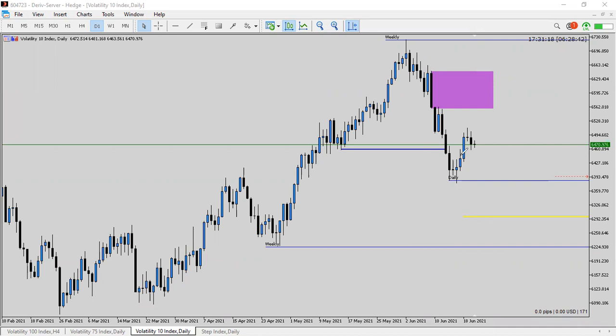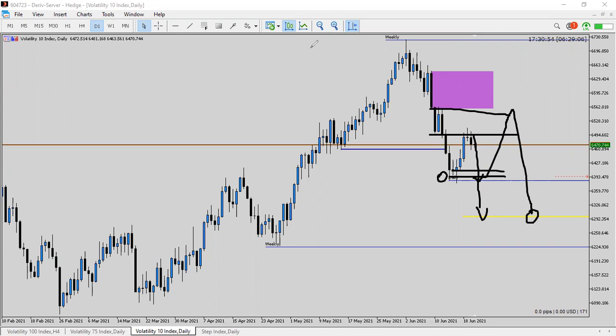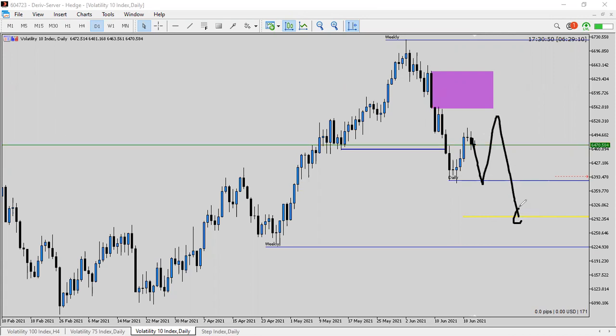So looking at this now, what I am expecting to see is this supply zone drive price back down into around this area here, right? It might not drive it all the way to my target, but it might drive it back into this area here and then give us a reaction back up again before it comes down into here, right? So that is more or less what I am looking at. Looking at this very simply, that is what I would be looking at.